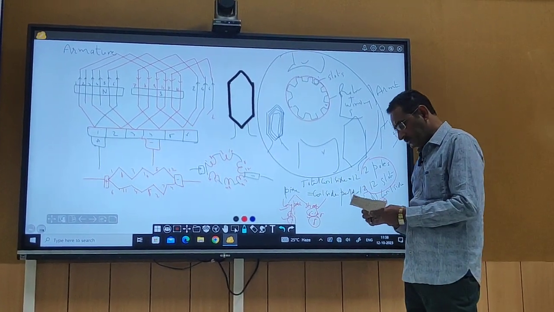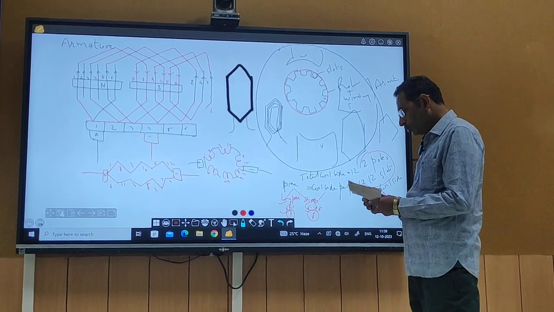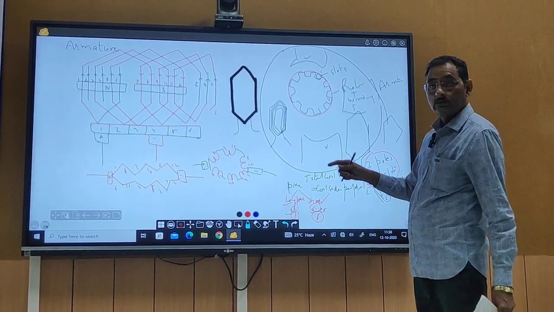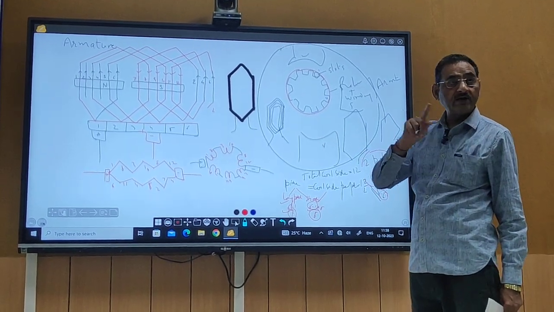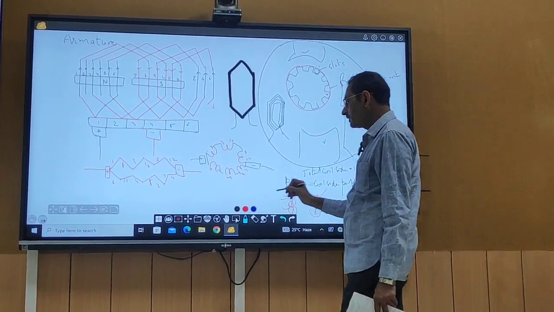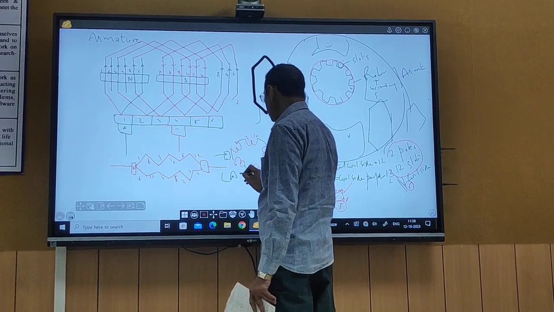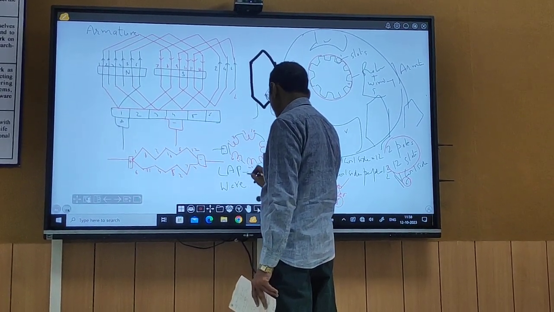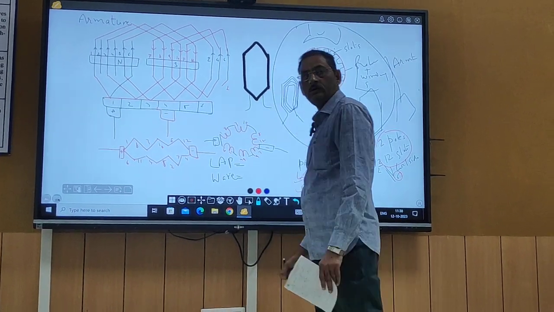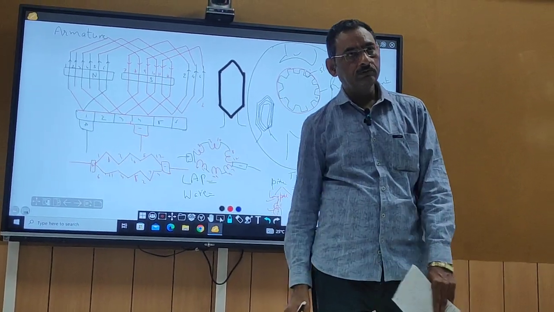One more important thing is, इसके अलावा एक और जो आपका important चीज है, each binding, as I told, binding are of 2 types, lap binding and wave binding. What I told, it is a lap and wave binding. लैप बाइंडिंग में नंबर ऑफ पैरेलल पाथ कितने होते हैं?